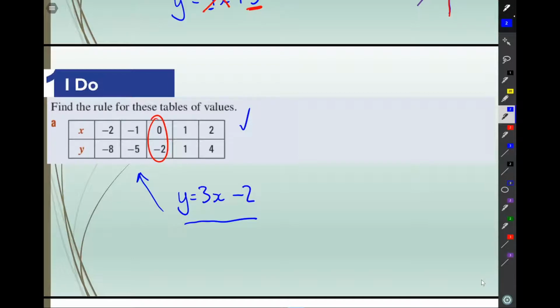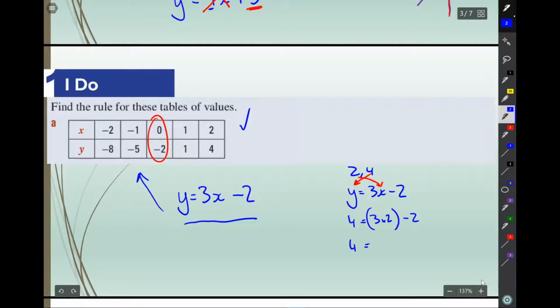A good practice to get into is to pick one of the points and just check it. Let's check 2, 4, and see if our rule works. We'll substitute in our values. x equals 2, y equals 4. And then we'll simplify. 4 stays the same. 3 times 2 is 6, minus 2, and then we end up with 4 equals 4. We're happy. That means we've come up with the correct rule.